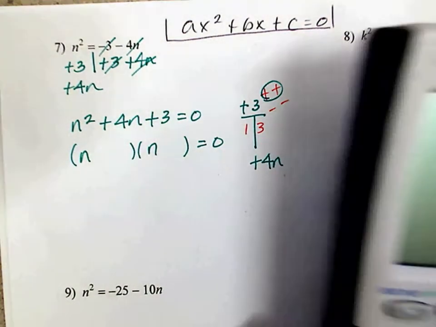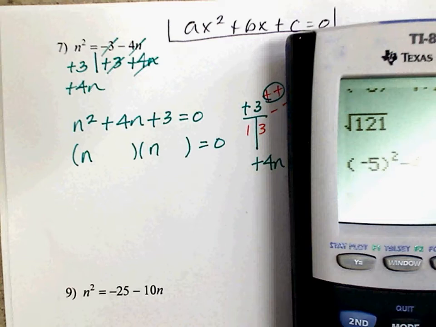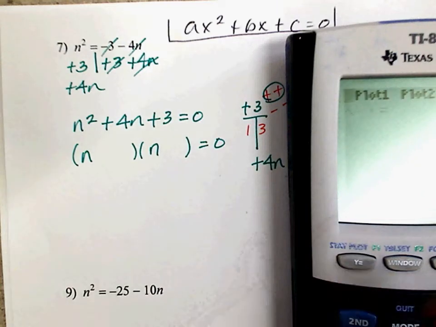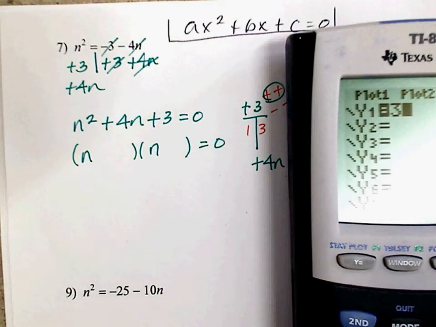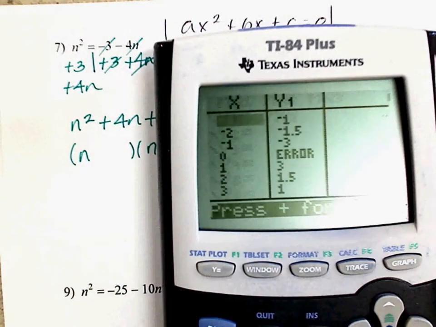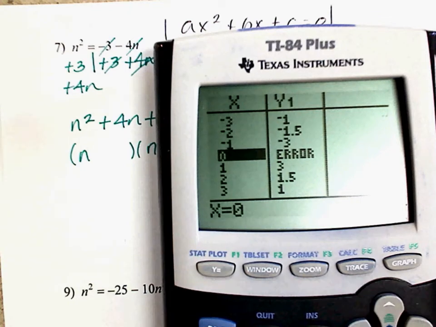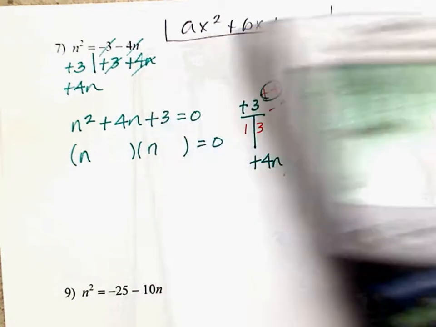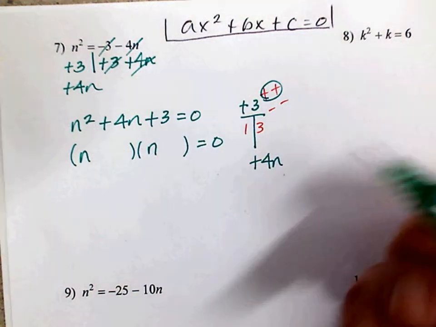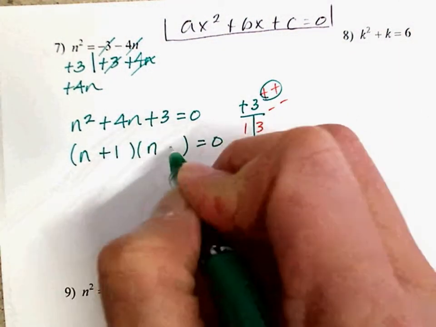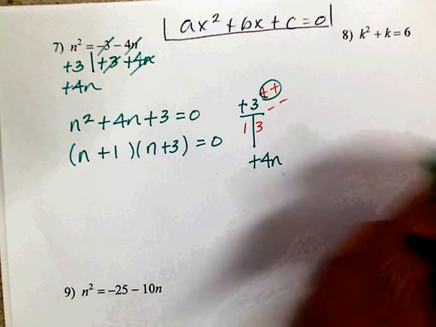And if you didn't know, you can go to your calculator, go to y equal, and type in 3 divided by x, just like that. And then hit second table, okay? And right after the word error is the numbers you want to write. Only write the whole numbers. So, here we go. So that's plus 1, plus 3, okay?